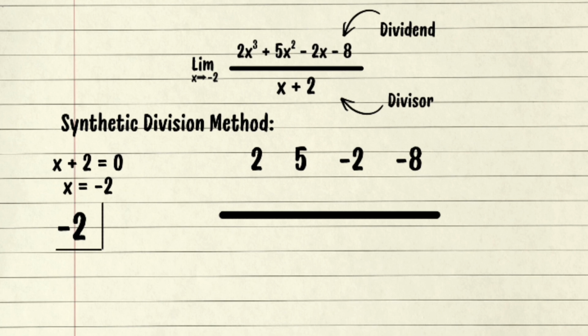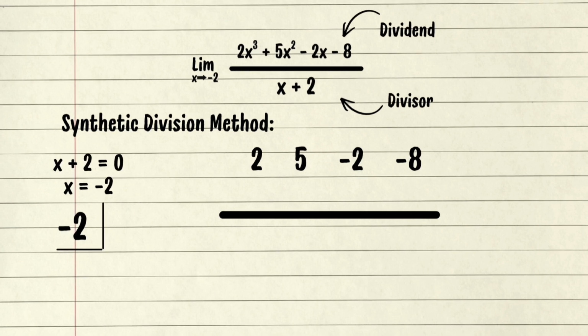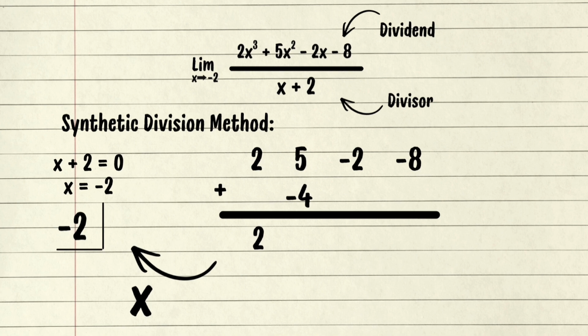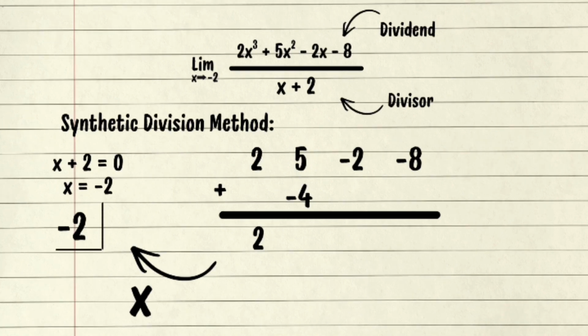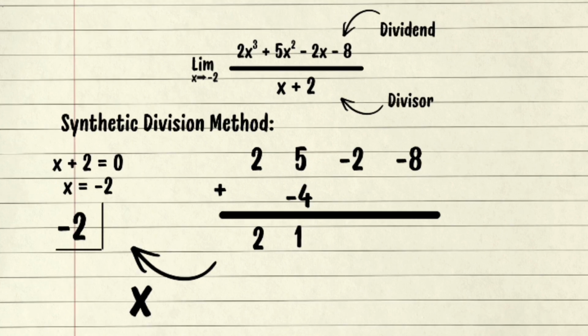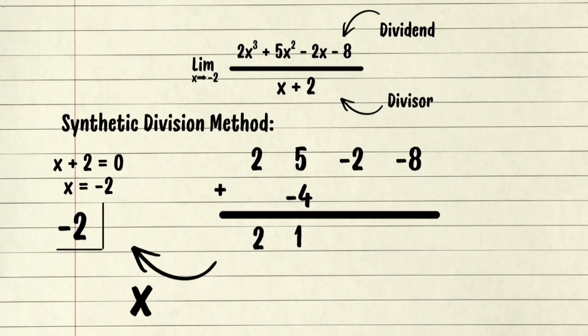Step number 3. Multiply and add. In this step, first, we will bring down the first term. Bring down 2. And then 2 will be multiplied to the value of our x, which is negative 2. So 2 times negative 2 is negative 4. And then add that to the next term. Negative 4 plus 5 is equal to 1. And then there's the cycle. We will now multiply the sum, 1, by negative 2, which gives us negative 2.